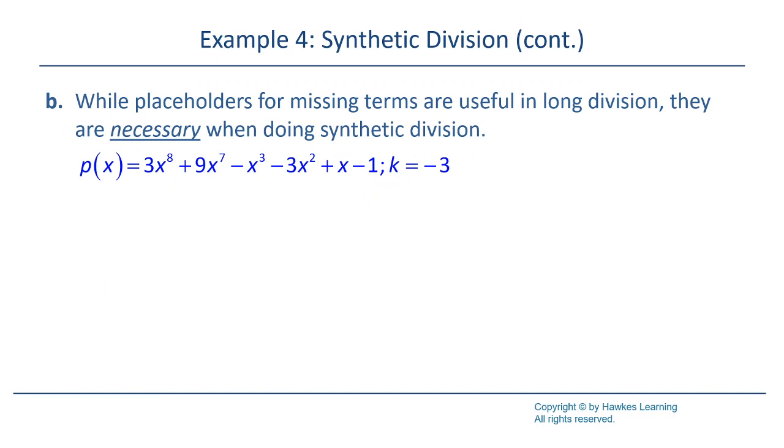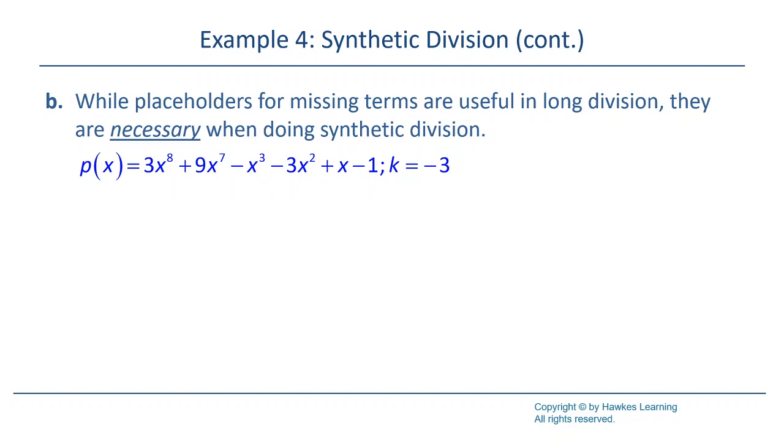Now, the placeholders were optional when we were doing long division. They are a necessity when we do synthetic division. Because remember I said the process was bring the number down, multiply by what you're dividing by, or multiply by your k value, put it in the next slot, add down, rinse, and repeat until the end. The thing is that rinse and repeat part has to go for every single space. It can't just be what's written down.